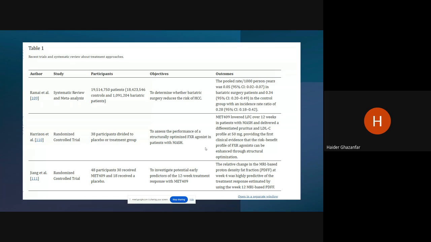This is the same study regarding a different topic. What we did was we mentioned the first author's name, whether the study was a randomized control trial or meta-analysis, the number of participants in that study, what the objective was, and what the outcomes were. You can always do something like this as well and add it into your review articles.